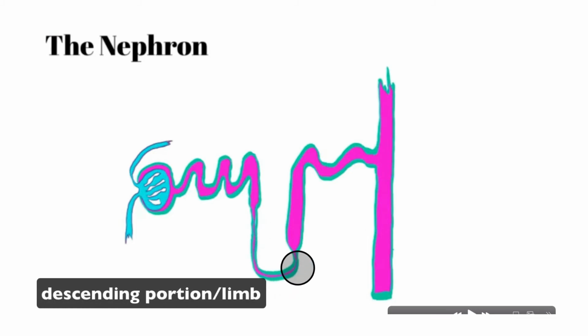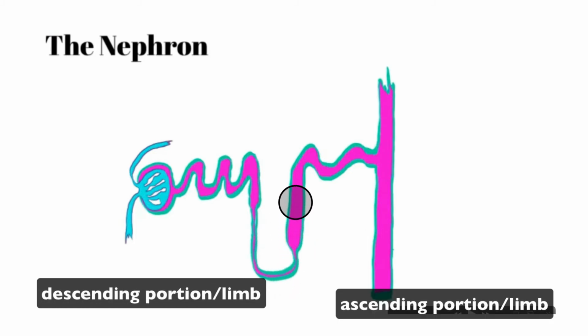So I want to talk about the loop of Henle now. Keep in mind that the loop leaves from the proximal convoluted tubule. This is the descending portion of the loop of Henle, and this is the ascending portion of the loop of Henle. Descending portion is primarily made up of the thin segment. Ascending portion is made up primarily of the thick segment.